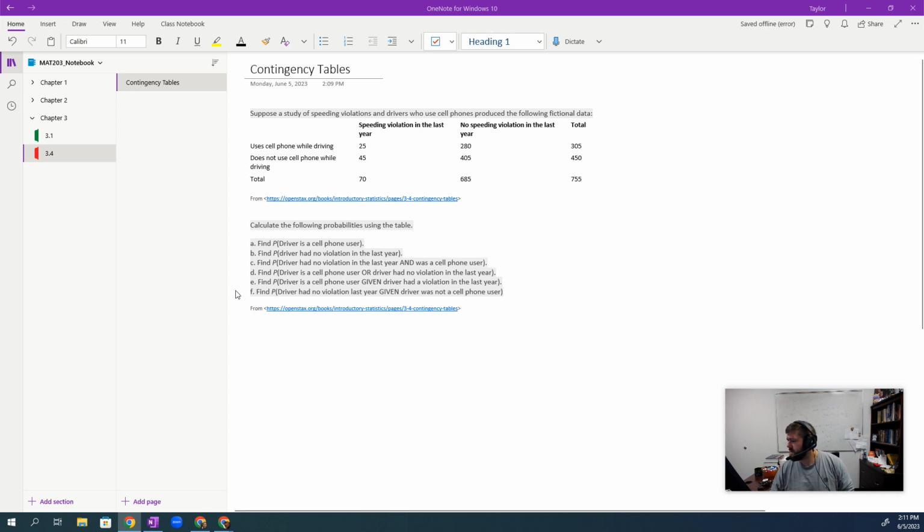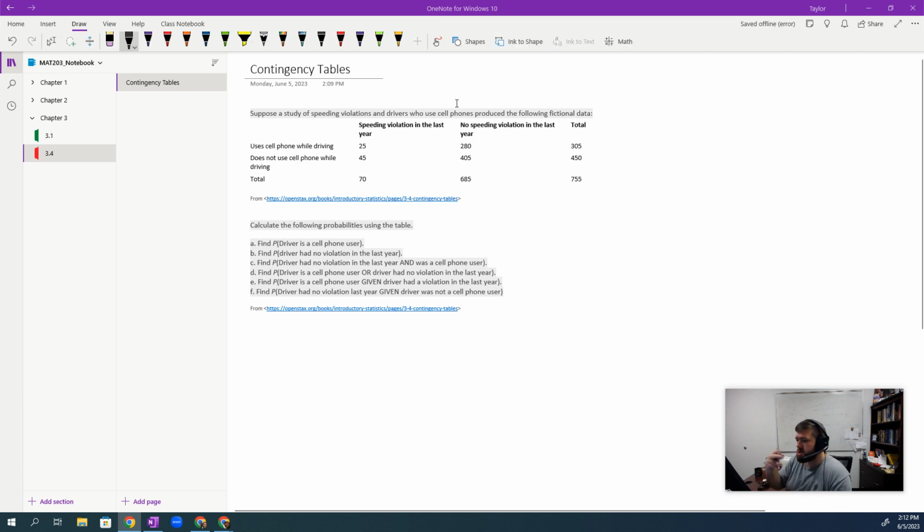So we have a contingency table. This is also sometimes called a two-way table. If you look at this, what we have is two variables, right? And we think about the data: is it quantitative data or qualitative data? It's qualitative, it's categorical. Along the top is whether or not somebody in the study had a speeding violation, so yes, speeding violation or no speeding violation. Those are categories. And then along the side, we have uses cell phone or does not use cell phone. That's a categorical variable. Now, we are counting how many are in each category to make this two-way table.